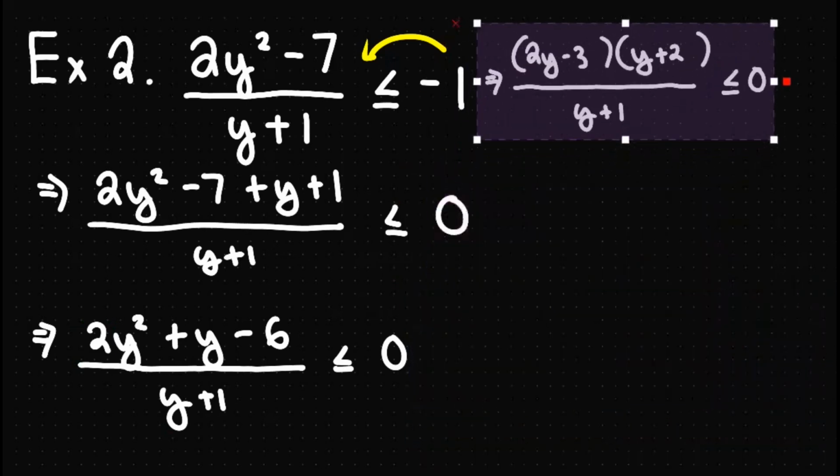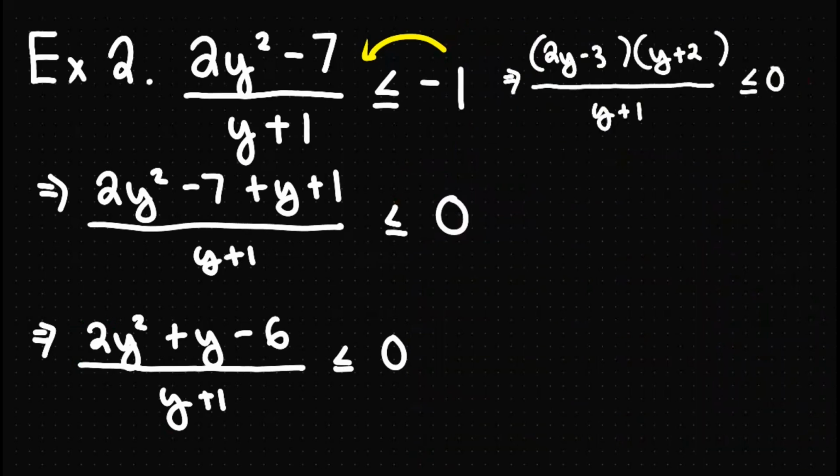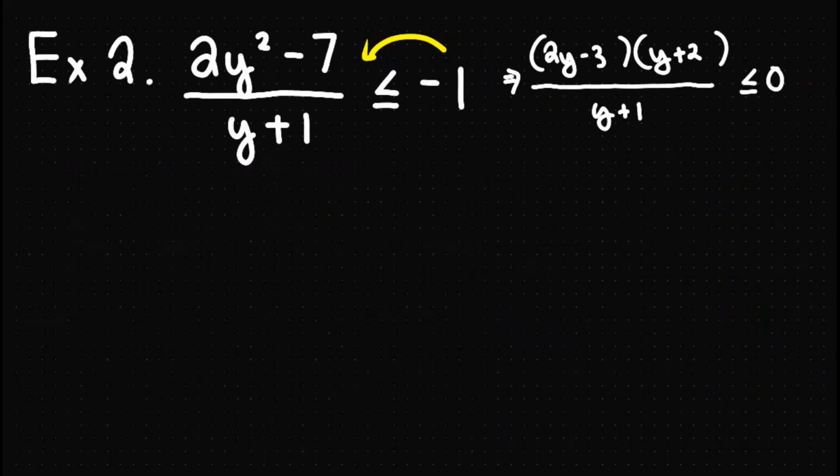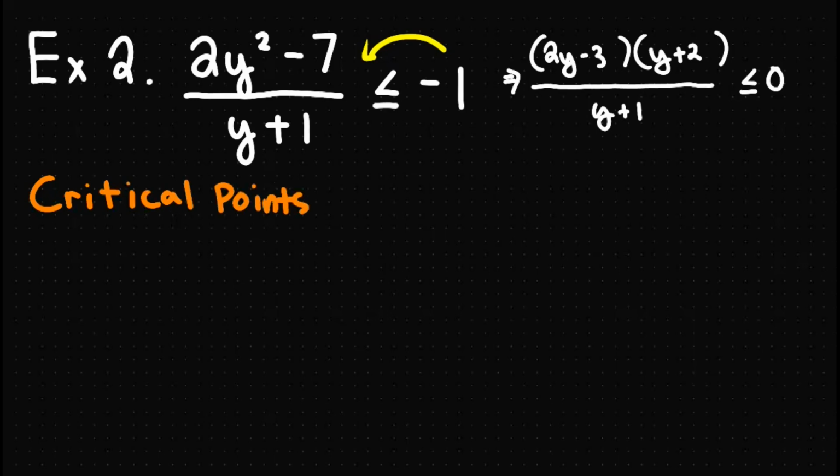So this one becomes our new version of the given inequality. And now, let's find the critical points. For the critical points, we simply equate each factor to 0.